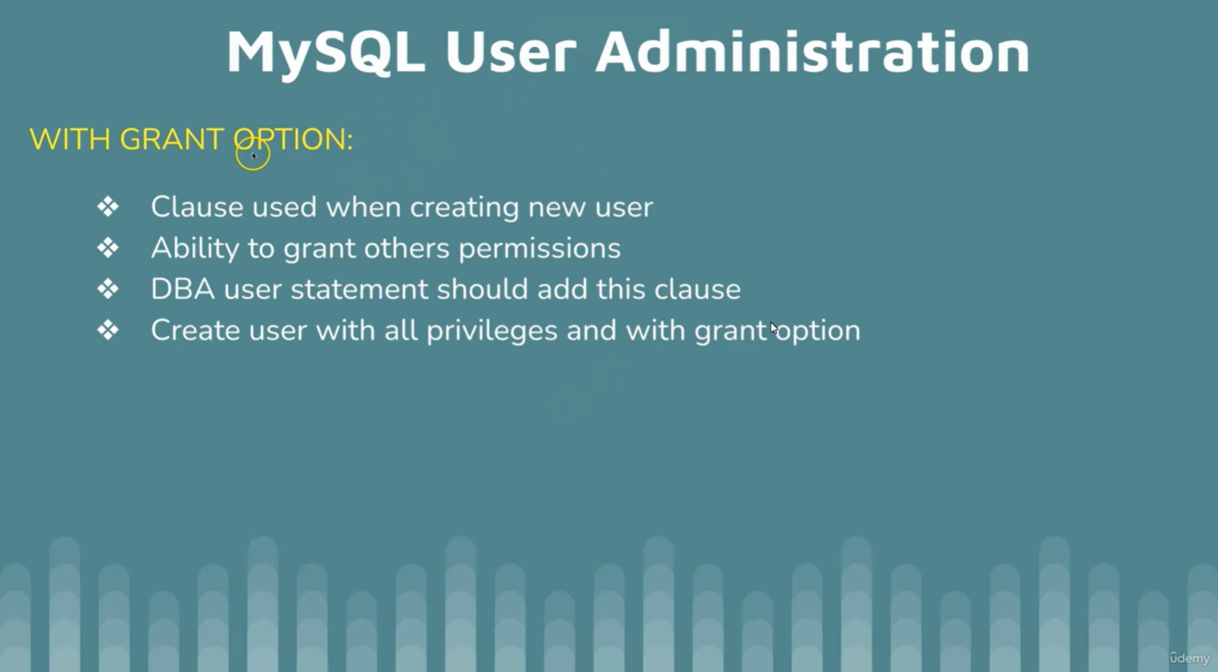But sometimes DBAs are given full admin rights, but they are not given the permission to give others the rights. So I just wanted to bring this to your attention: whenever you create a DBA user, you specify this clause. Now we will create a DBA user called Bob. We will grant all privileges on all the objects with grant option. This will make Bob the super user, like a root user with the ability to log in remotely. So let's see this in action.